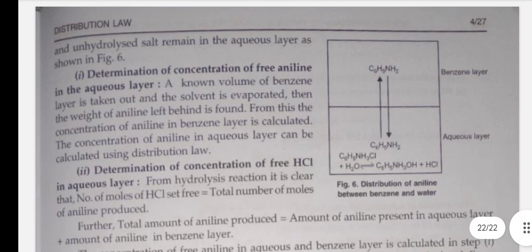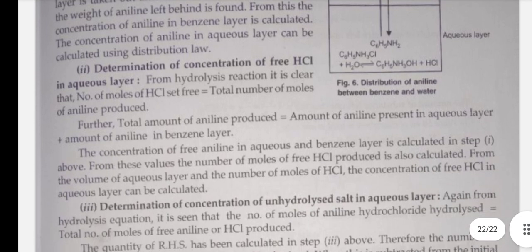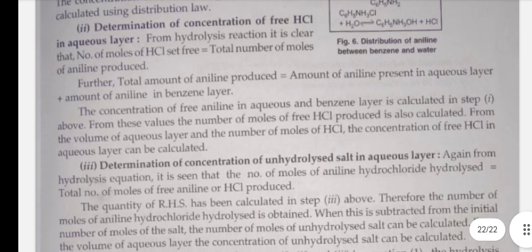First, determination of concentration of free aniline in the aqueous layer. A known volume of benzene layer is taken out and the solvent is evaporated, then the weight of aniline left behind is found. From this, the concentration of aniline in the benzene layer is calculated. The concentration of aniline in the aqueous layer can be calculated using the distribution law.